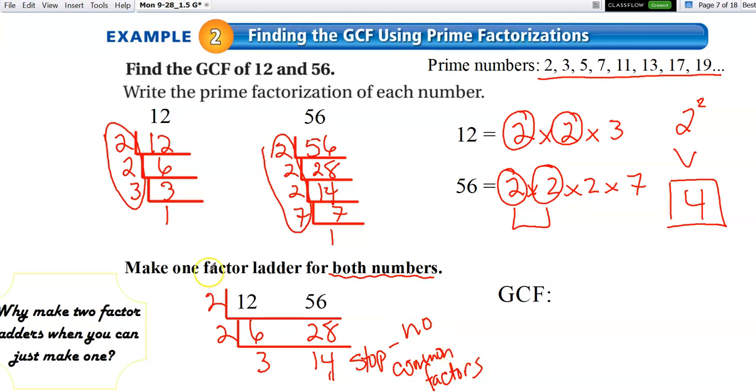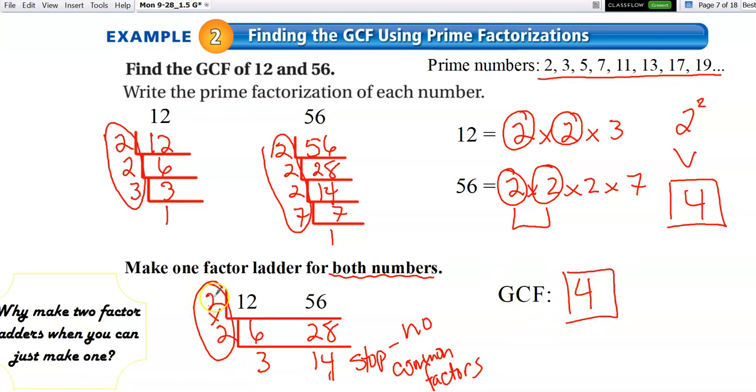Okay, this is the cool part. This over here, that's just what we figured out from up above doing the single ladder for each number. And so all of the numbers on the left-hand side are going to multiply together to give me the greatest common factor. 2 is a common factor. The other 2 is a common factor. 2 times 2 is 4. So my greatest common factor is 4.